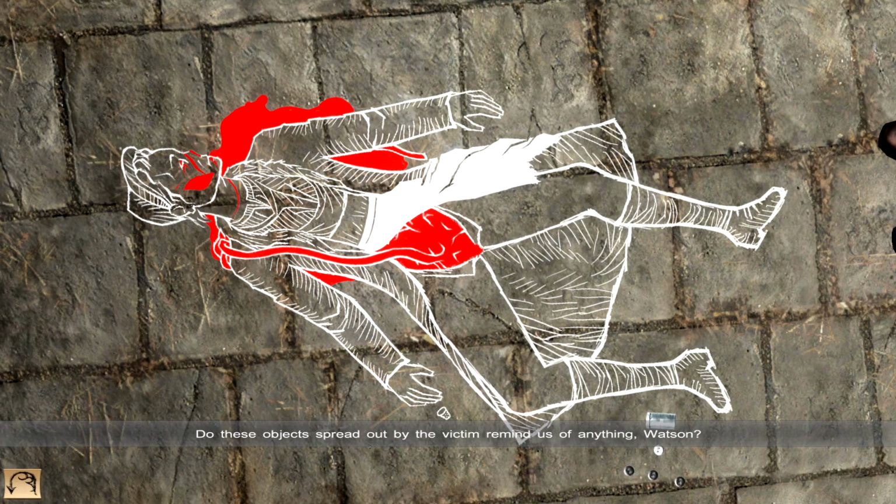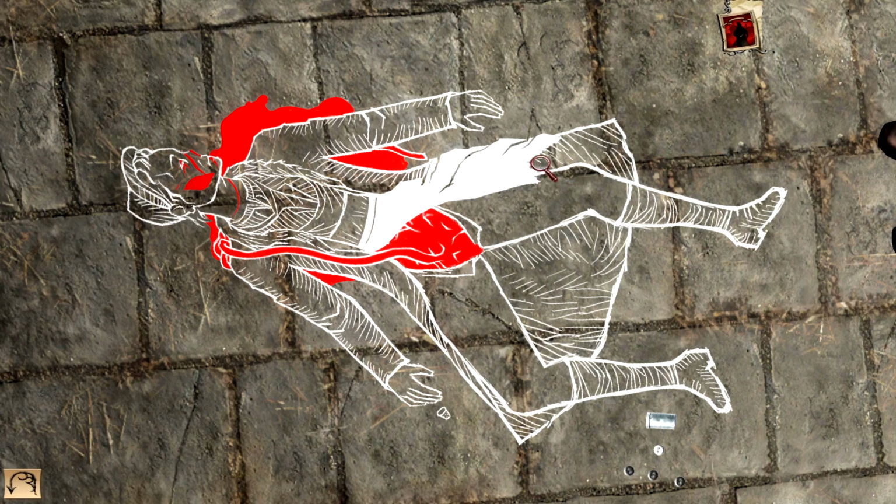Do these objects spread out by the victim remind us of anything, Watson? The inside of the thighs is clean. Once again, there were no sexual relations between the victim and her murderer. No sperm. A thimble is located right beside one of the victim's hands, just like Chapman's sachet of pills and Stride's pastilles. So he distracts them by making them get something out of their pocket, and then when they're distracted, he slits their throat. That's a weird way to murder somebody.